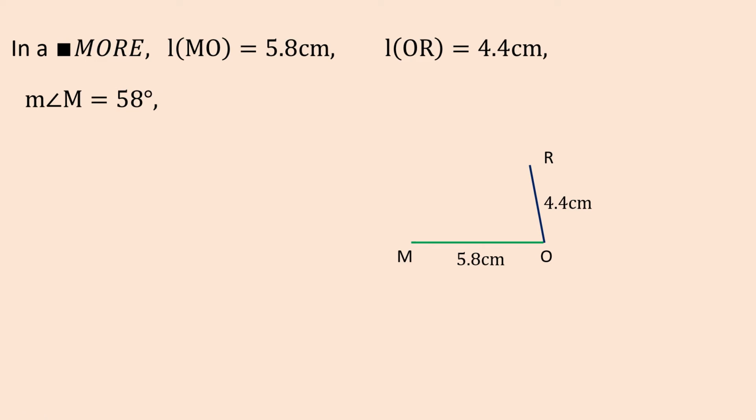Then they have given angle M equals 58. So we have drawn angle M as 58 with the help of a protractor for a rough diagram, just approximately, and we have named it as E. So we got E also. We have joined them, and we have got our rough diagram as MORE.